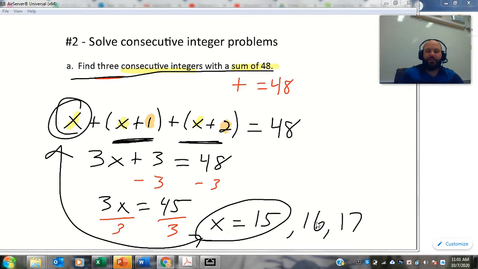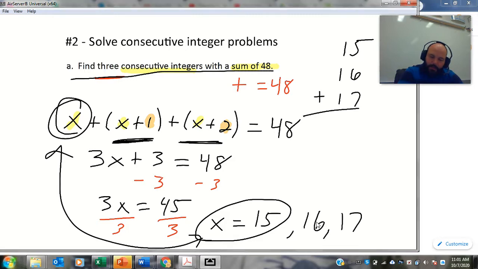And if you were to add those 3 numbers up, 15 plus 16 plus 17, you will get 48. I'll even show you right here, 15, 16, and 17. When I add those up, 5 plus 6 is 11. 11 plus 7 is 18. We're going to carry the 1. And there's 4 ones right there, 48. So when we add those 3 numbers together, we get 48, which is what our equation said it needed to be.